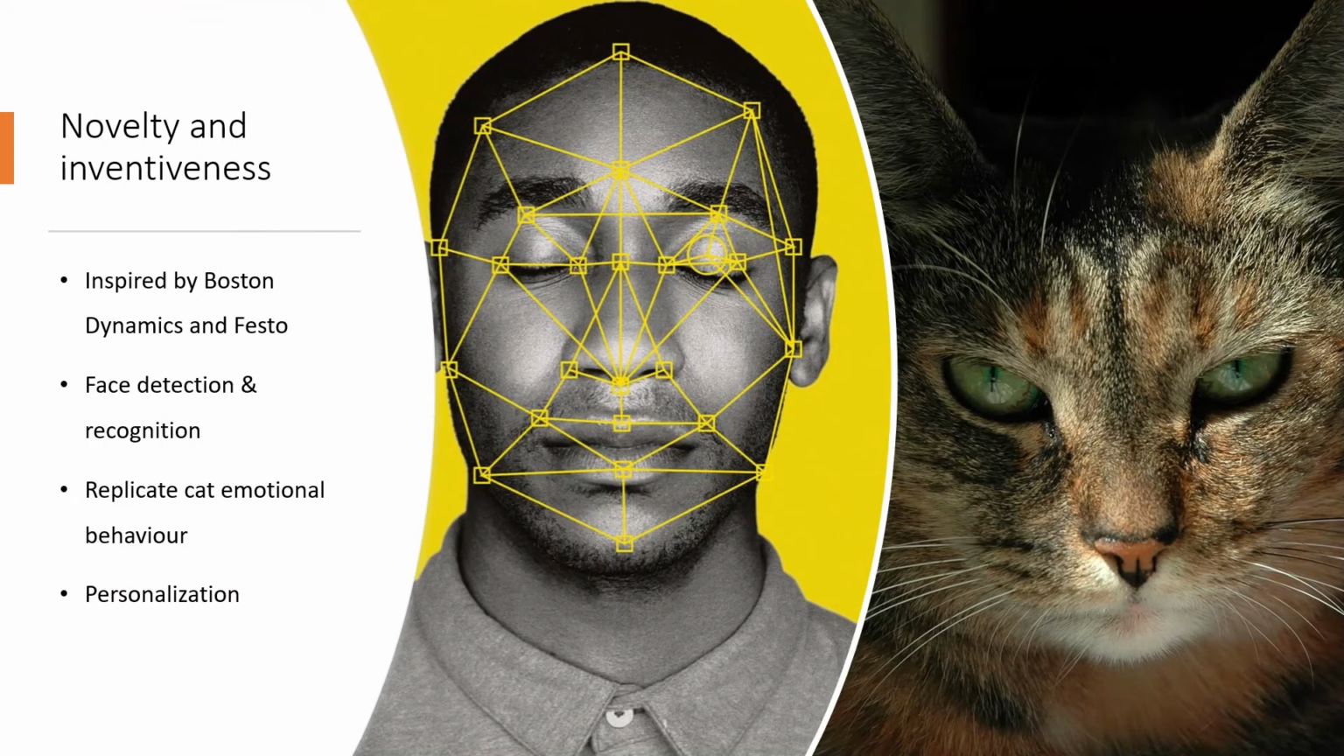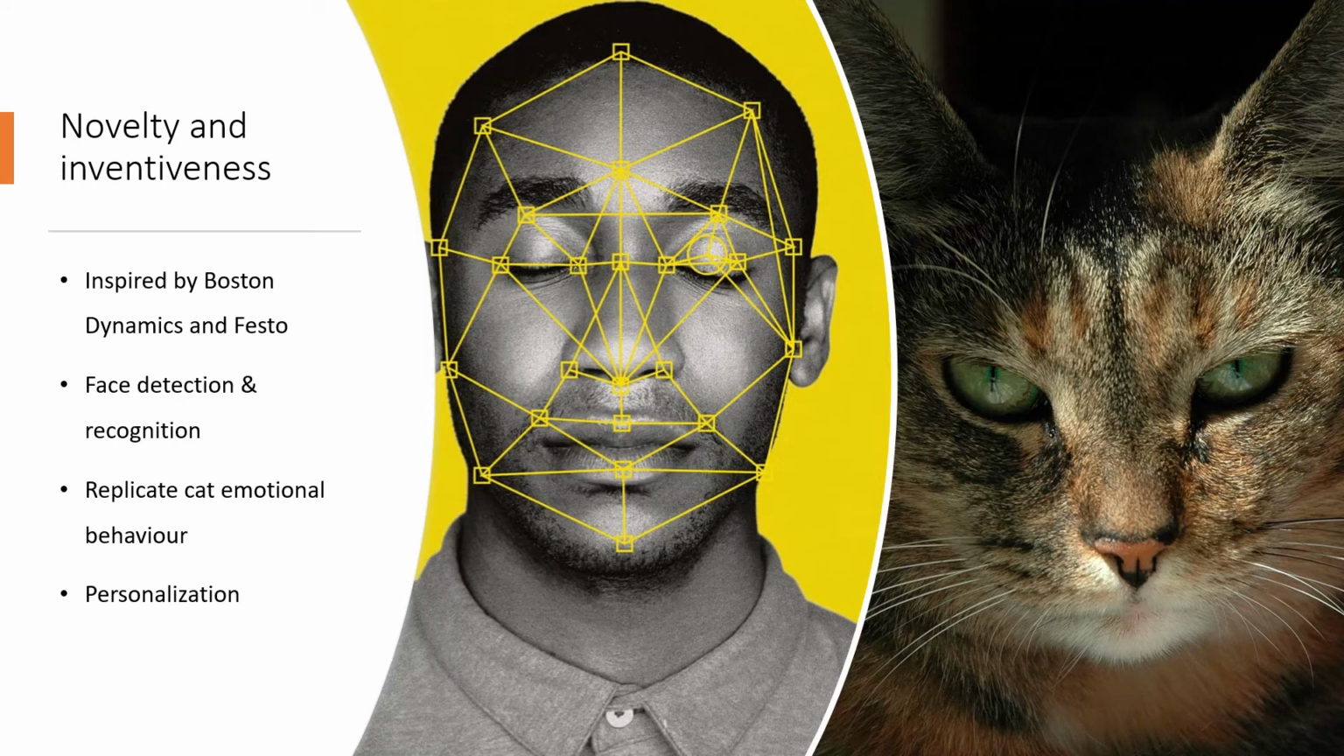Moving on, we'll talk about the novelty and inventiveness of the system. This system is inspired by the Boston Dynamics robot Spot and Festo's animal-like robotics, which are used to solve certain problems. One of the inventiveness aspects of this system is it has face detection and recognition, in which it can detect the face and also recognize if the individual is the owner or a stranger or someone it should not associate with.